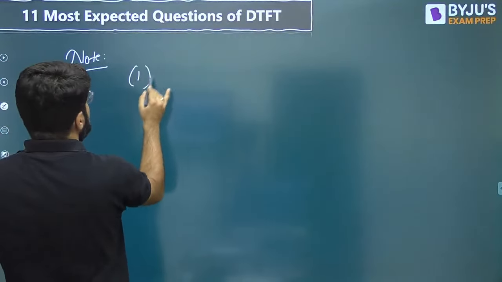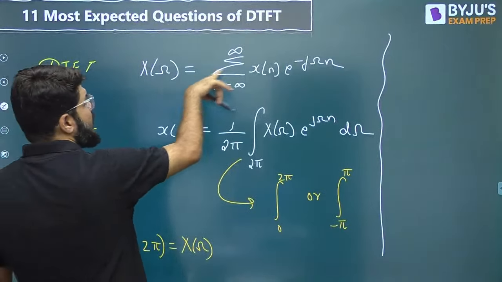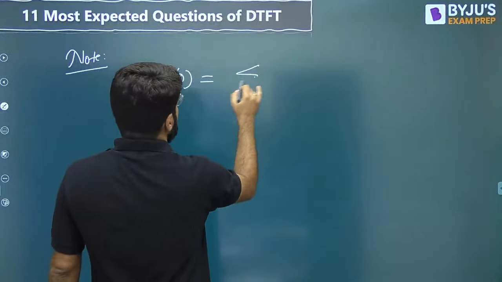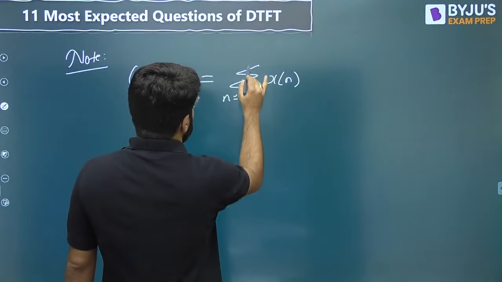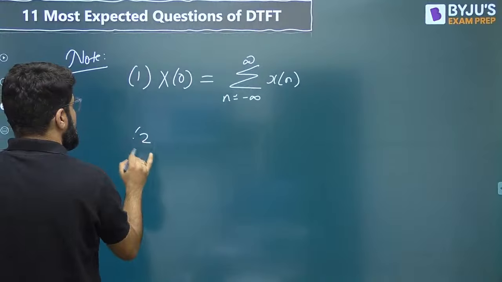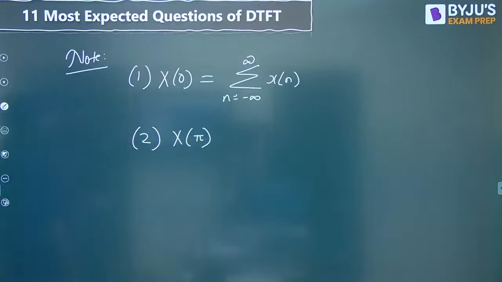Number 1, X(0) is a summation of the series. What is X(0)? If I put omega equal to 0, e power 0 is 1, that turns out to be the summation of x[n] for all values of n. That is number one important result. The value of the DTFT at half the time period.